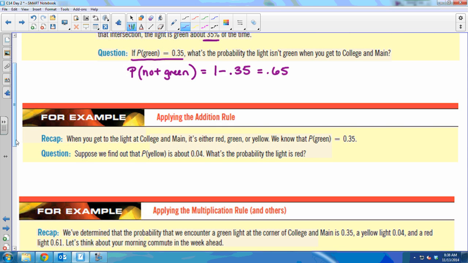The next one, when you get to the light at College and Main, it's either red, green, or yellow. Again, the probability that it's green is still 0.35. Suppose we find out that the probability of yellow is about 0.04. What's the probability the light is red? So how are we going to figure that out? What's the first thing we need to do?